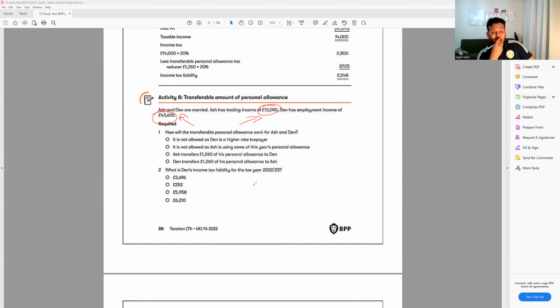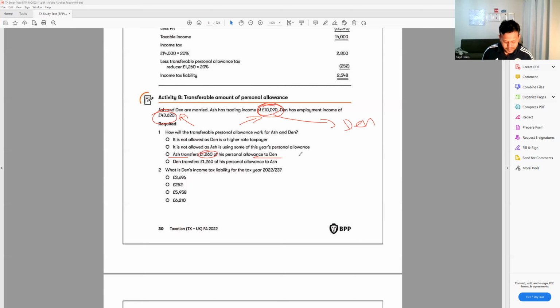Now in this scenario, we can see here, Ash has less income. So Ash needs to transfer to Dan, because Ash is saying, listen, my income is less than 12,570, so I'm not using my personal allowance anyway. So why don't I transfer it to my husband? So he will transfer 1260 to Dan. Ash will transfer to Dan.